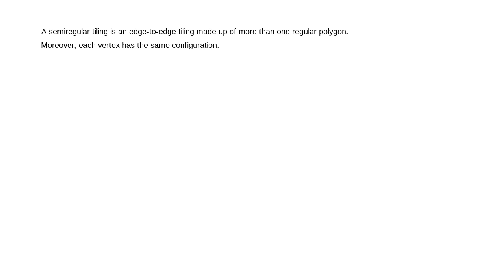Now, if you make up a tiling using more than one regular polygon and it tiles the plane, but this last condition is not met, then that's when we would have what's called a demi-regular tiling, with a D.